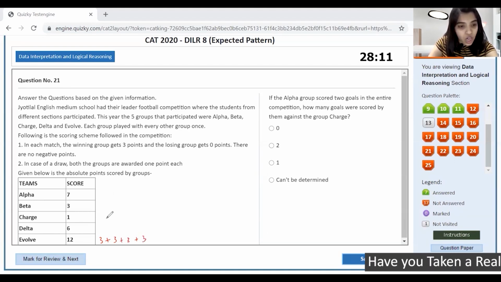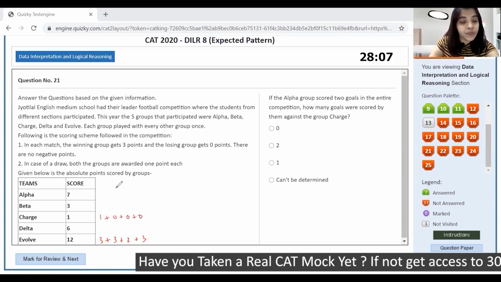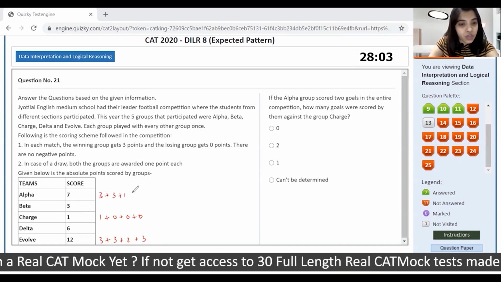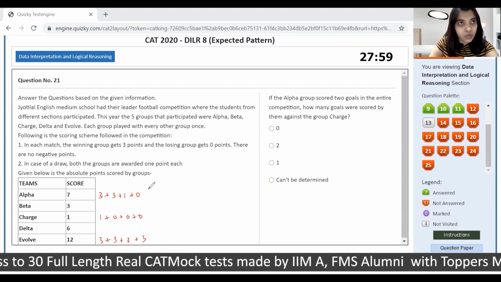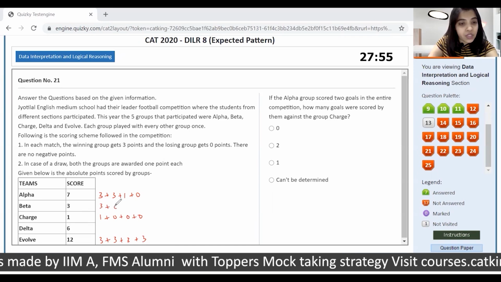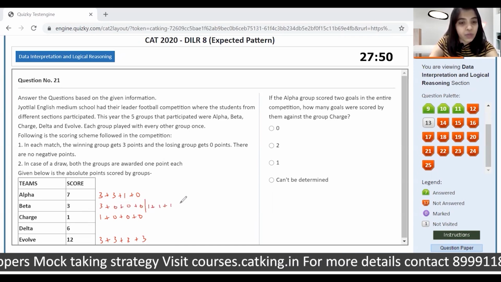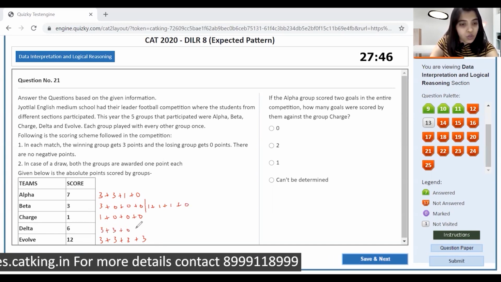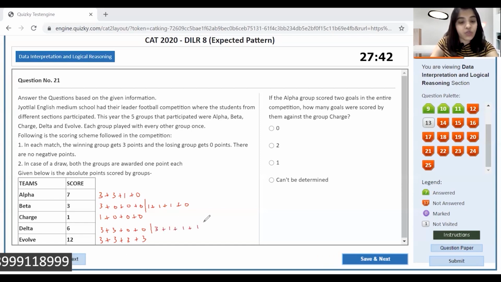Now what can the next team be? 1 plus 0 plus 0 plus 0. This is the only possibility. This could be 3 plus 1 plus 0. Could it be anything else? 3 plus 3 plus 1, 3 plus 1 plus 1. No, this is the only possibility. We have 3 plus 0 plus 0 plus 0, or we have 1 plus 1 plus 1 plus 0. What do we have here? 3 plus 3 plus 0 plus 0, or we have 3 plus 1 plus 1 plus 1, right?